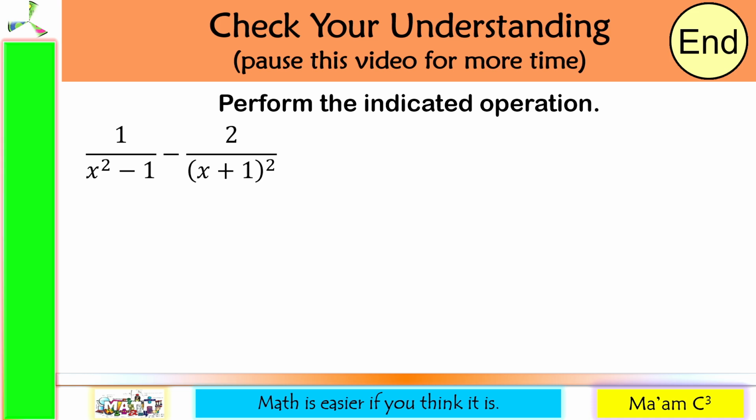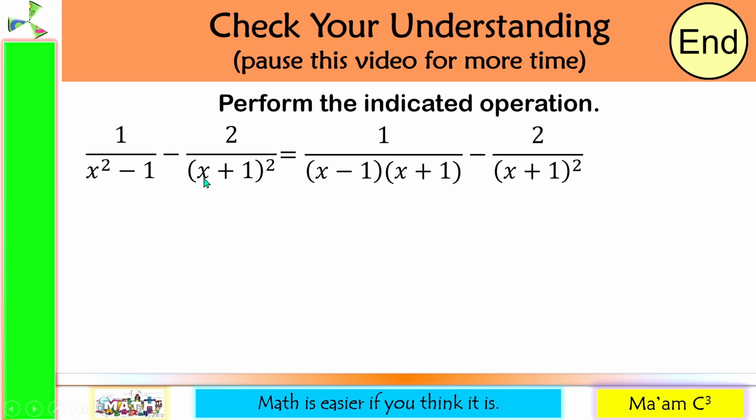Let us answer. So perform the indicated operation. We have here 1 over x squared minus 1 minus 2 over quantity x plus 1 squared. This is difference of two squares and the factors are quantity x minus 1 times quantity x plus 1. While in here we cannot do anything, so I simply copy it.